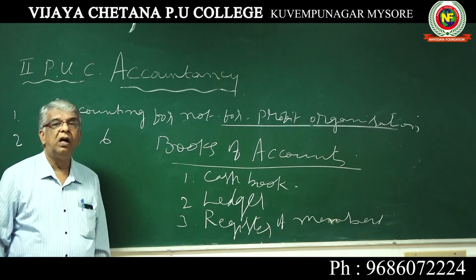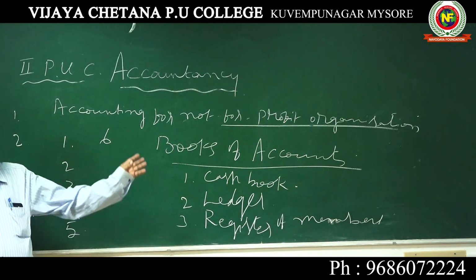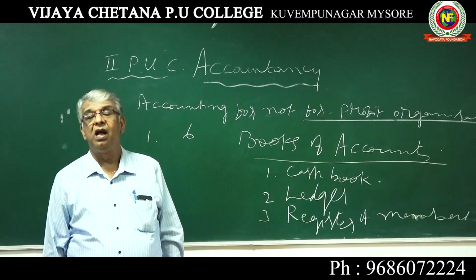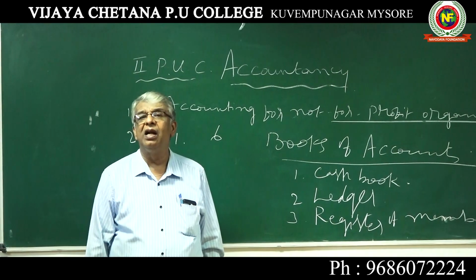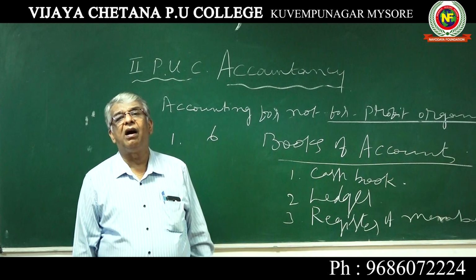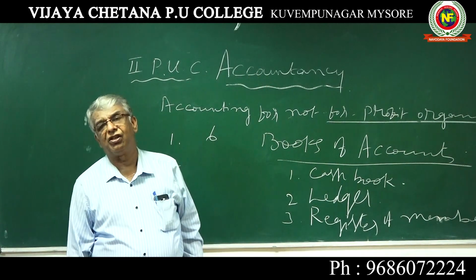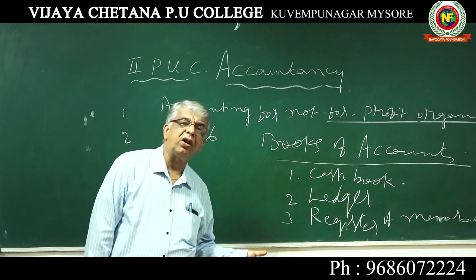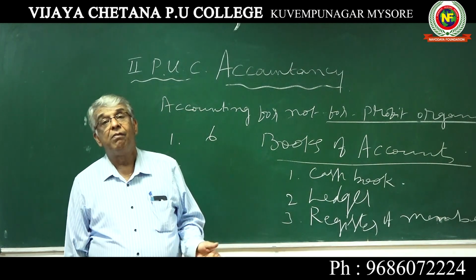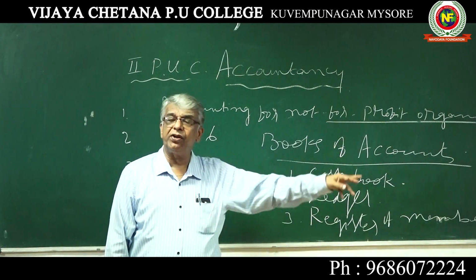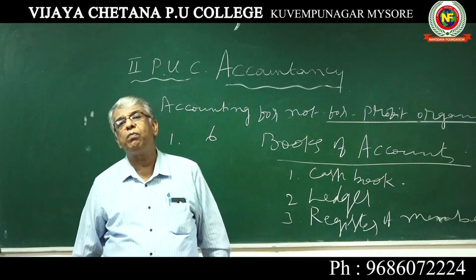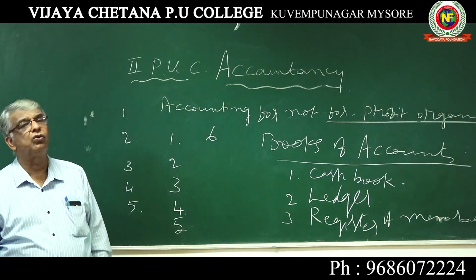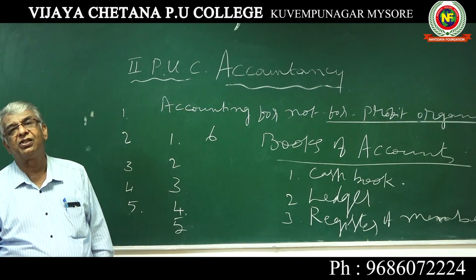So now I would like to take up how the final accounts of not-for-profit organizations are prepared. Unlike in the case of a trading concern, they are also supposed to prepare the final accounts of their organizations. In a trading organization, we are supposed to prepare the trading account, profit and loss account and balance sheet. But here, in the case of a not-for-profit organization, they are also supposed to prepare the final accounts and submit them to the register of societies.